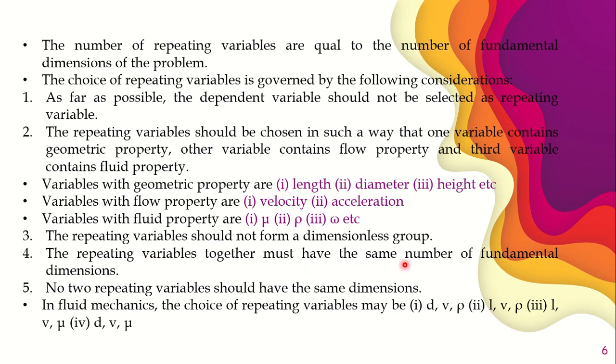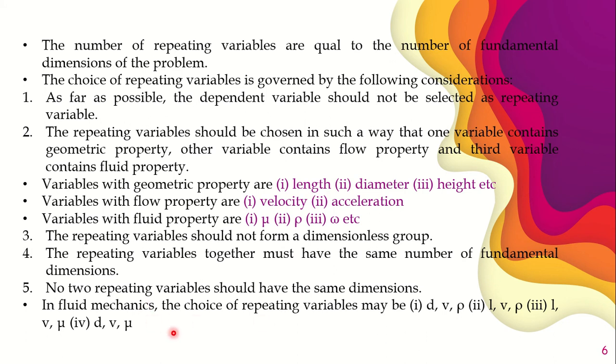The repeating variables together must have the same number of fundamental dimensions. And the last one: no two repeating variables should have the same dimensions. So when you're selecting the variables, see that they shouldn't have the same dimensions. Suppose you're taking length, the dimensional formula of length is L. If you take diameter also it is L. If you take height also it's L. Like that, see that they shouldn't have the same dimensions. Even moment and torque both have the same dimensional formula. So see that you don't select like that.